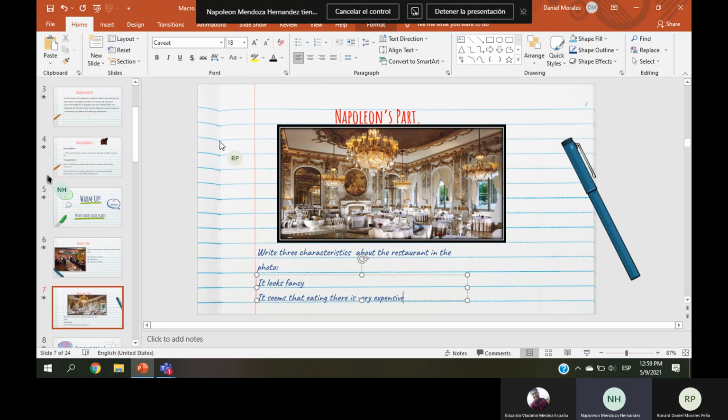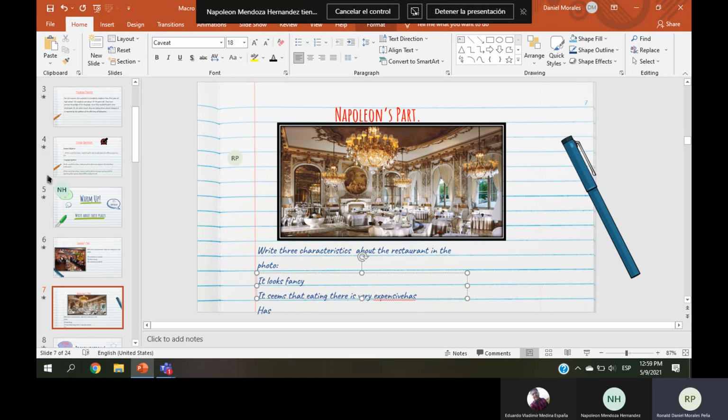Has many chandeliers. Yeah, you're right. This place looks fancy. And with your second characteristic, I do agree that it is kind of expensive to eat there.